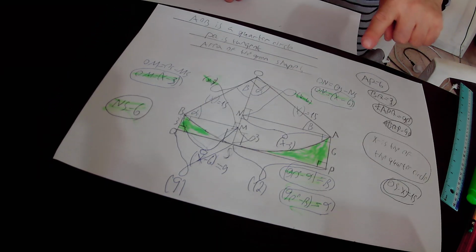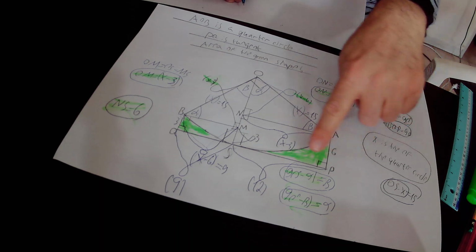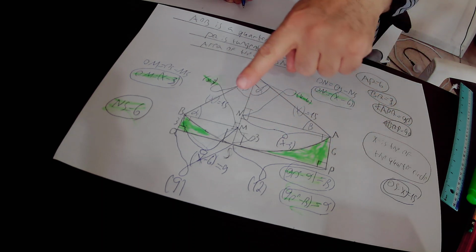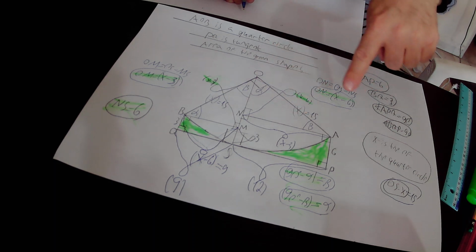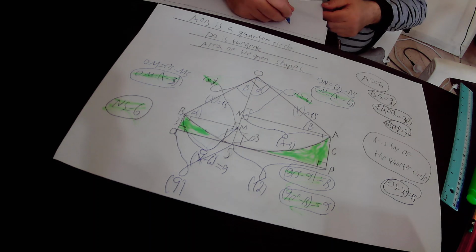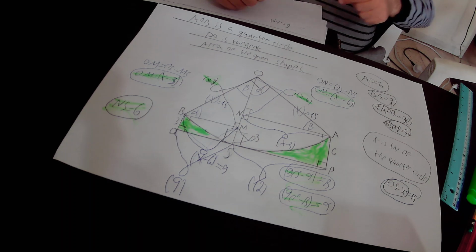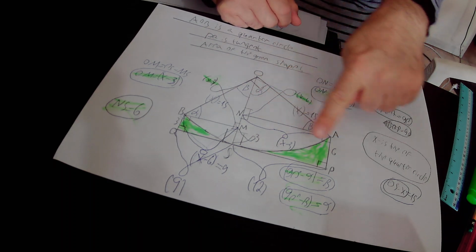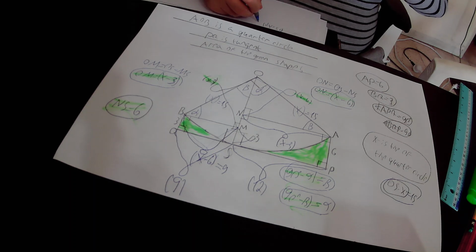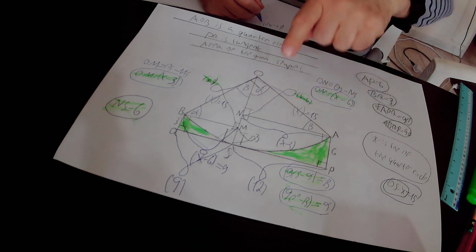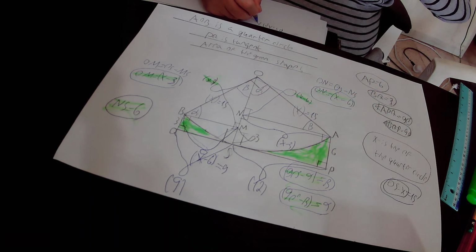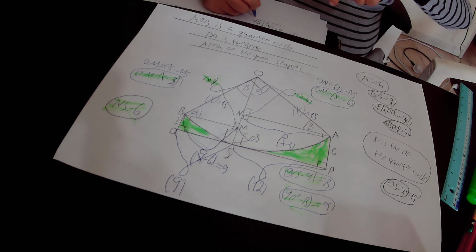So what is the area of this trapezoid OAPS? The area of this trapezoid OAPS equals the sum of its bases, that is OS plus AP, times the height to the bases, that is SP. Why is it SP? Because it creates 90 degrees with the bases AP and OS. Divided by 2.